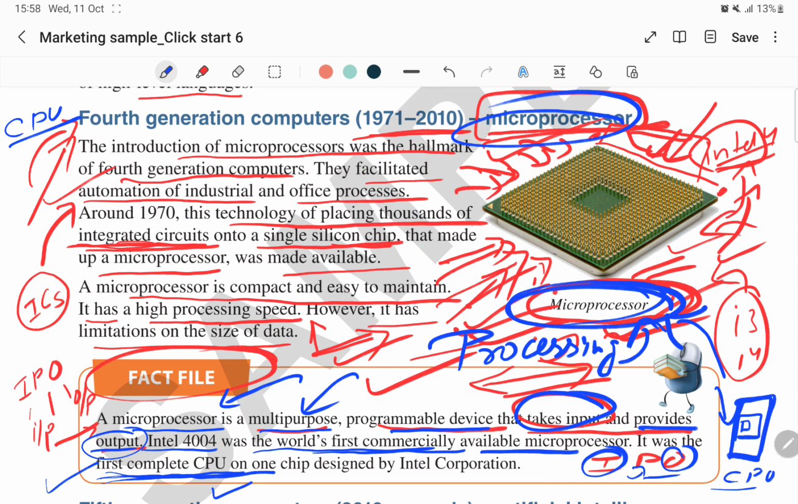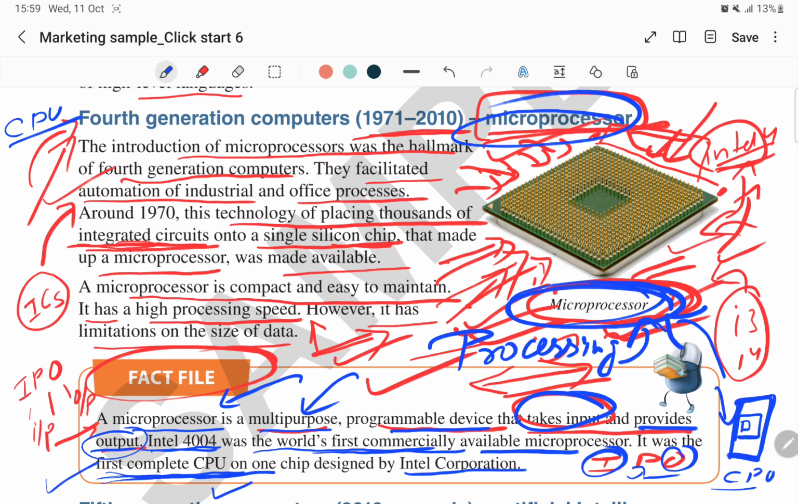So the first complete CPU was completed with the help of the company whose name was Intel Corporation, which we call Intel for short, whose invention was the microprocessor. The world's first commercially available microprocessor was named Intel 4004 by the company Intel Corporation.